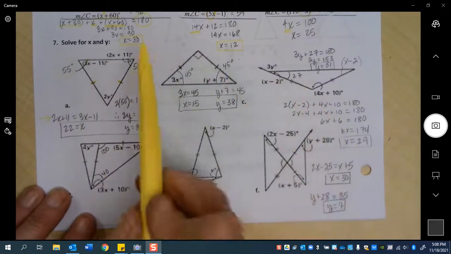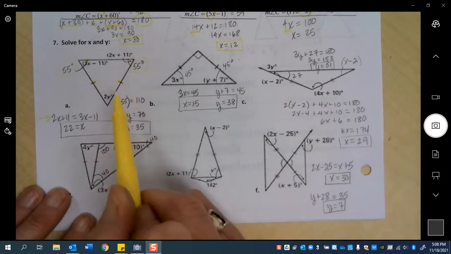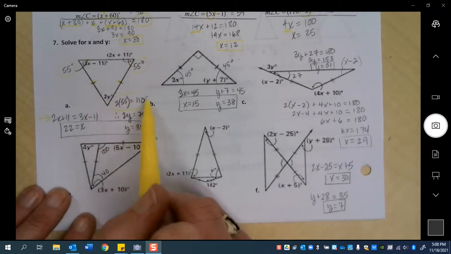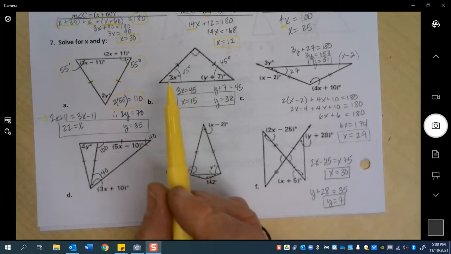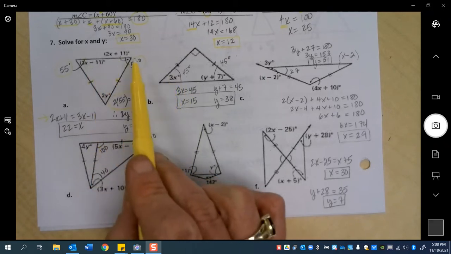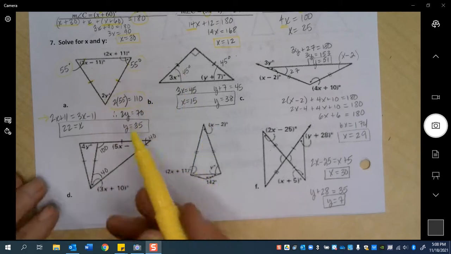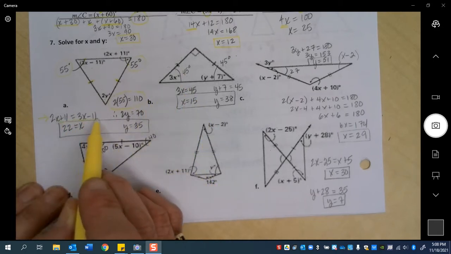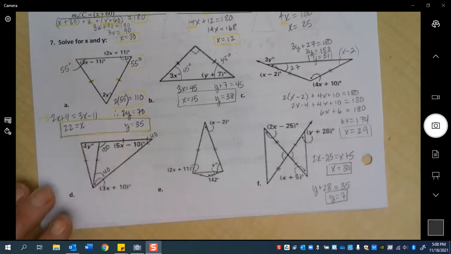degrees. This plus this plus this has to equal 180. Well, twice 55 gives me 110. 110 subtracted from 180 is 70, so 2 times y has to equal 70 degrees, and that's how I get 35 degrees for my y variable.